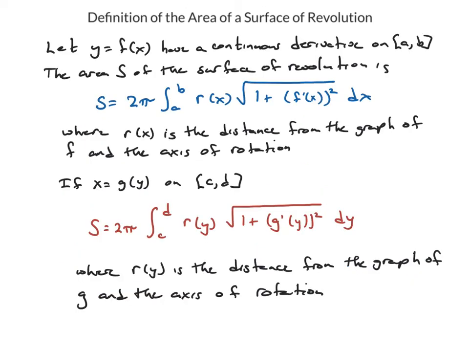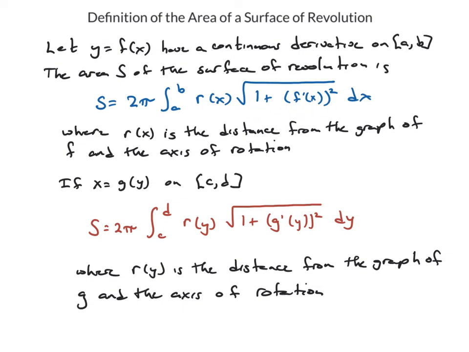So now again, we can go through and define these. In this case, we're going to let f of x have a continuous derivative on the interval from a to b, and the area S, capital S now, of the surface of revolution is capital S equals 2 pi times the integral from a to b of r of x, that radius function, times the square root of 1 plus the f prime of x, that thing squared, dx.